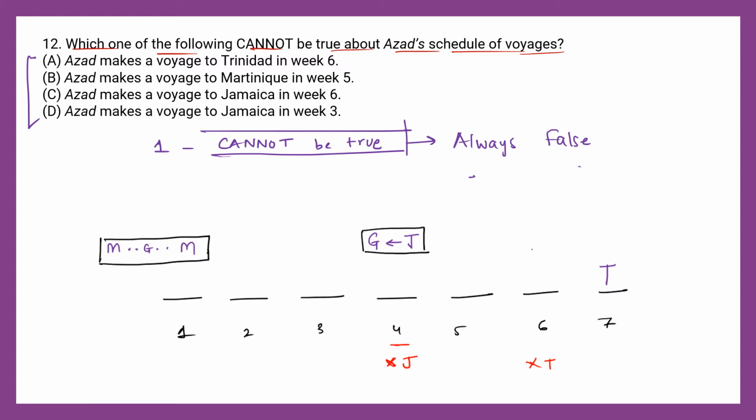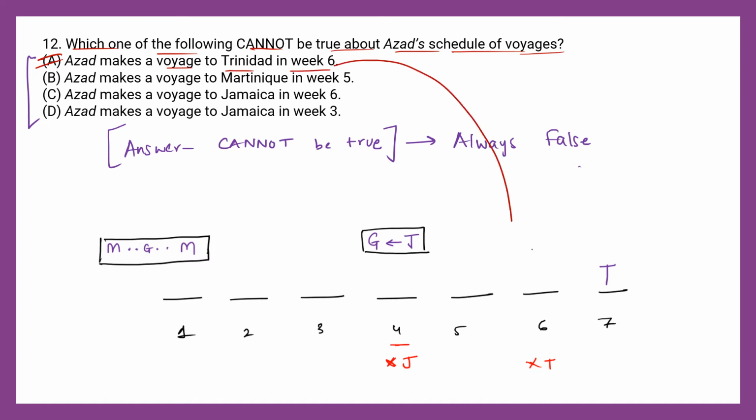So if you can find that something is sometimes true, then that's not the answer. You're looking for the option that cannot be true, the one that is always false. Let's look at option A. A makes a voyage to T in week 6. Hey, we just saw that this cannot be true. So we know that A is the answer.